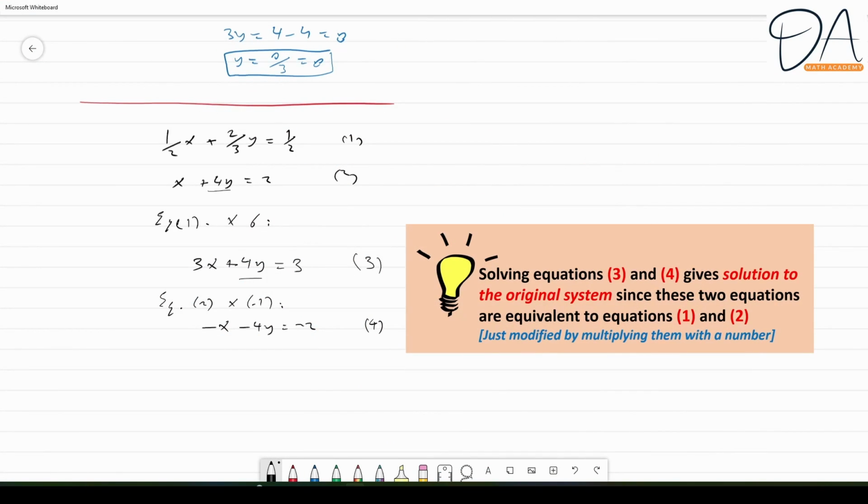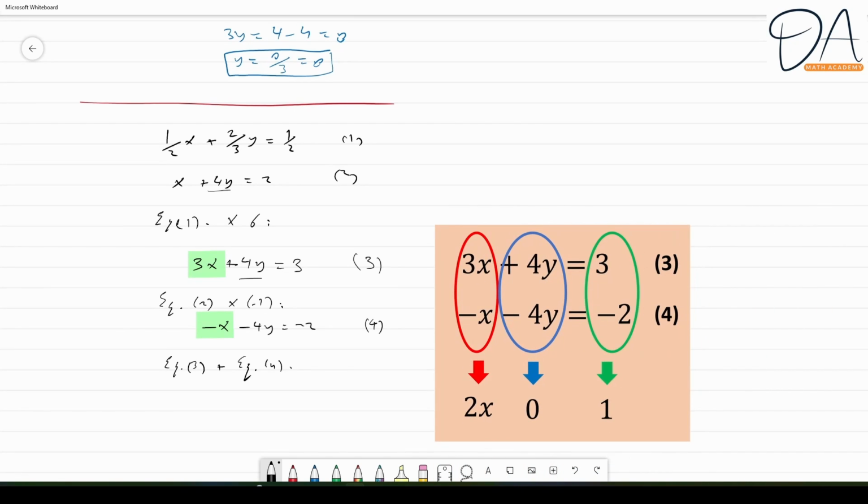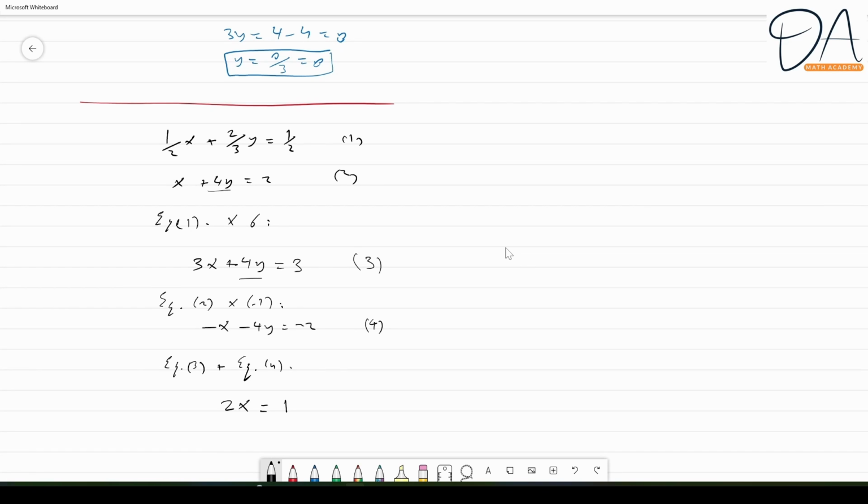Now we have equation 3 and 4, and we have y ready for elimination by adding. So if you take equation 3 plus equation 4, you'll have 3x plus minus x, that will give you 2x. 4y and minus 4y cancel each other, equal to 3 minus 2, that is 1. And so to get x, we simply divide by 2. So then we get x equals 1 over 2, x is half.